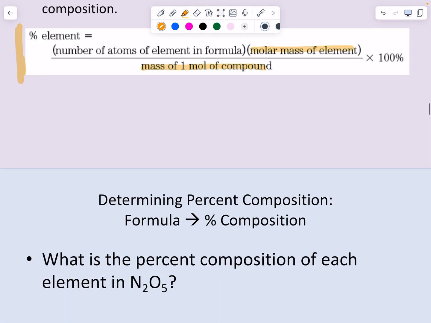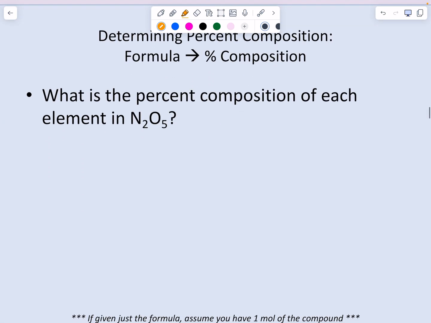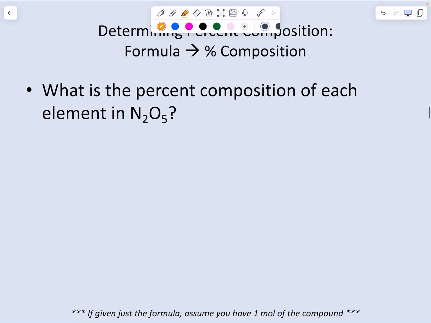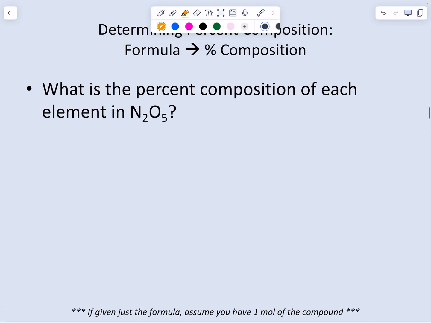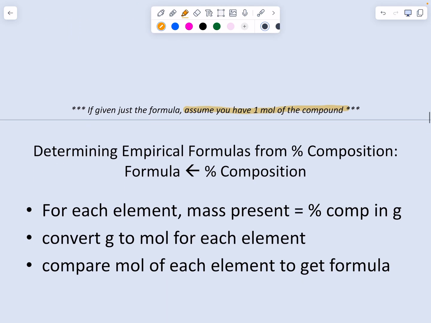Okay? All right. So what I'd like you to do, in addition to working on the MindTap, is try to figure out the percent composition for N2O5, and these slides are posted on Brightspace. Okay, and again, we're always going to just assume we have 1 mole of the compound, and that makes the calculations more straightforward. Right.